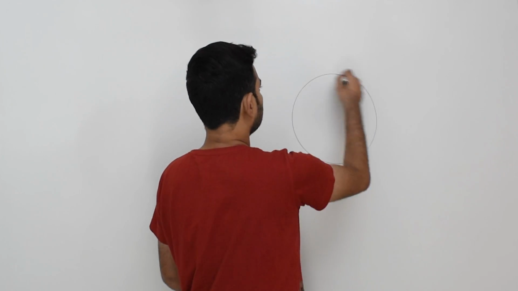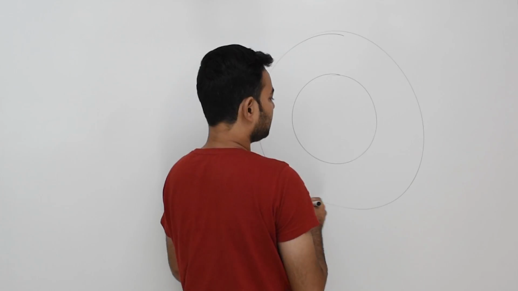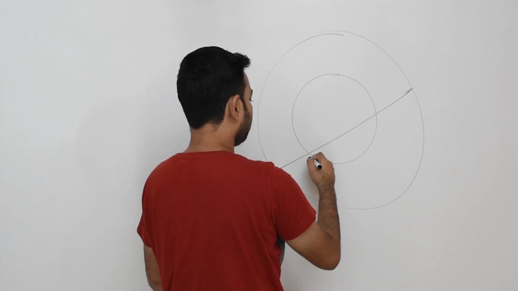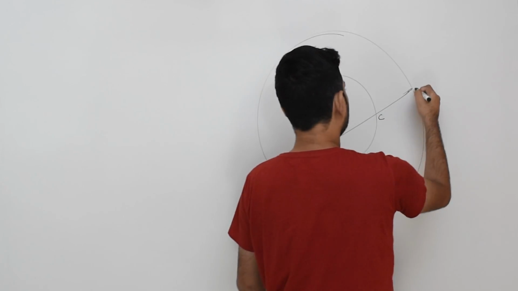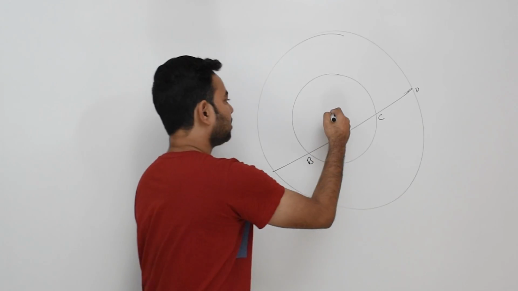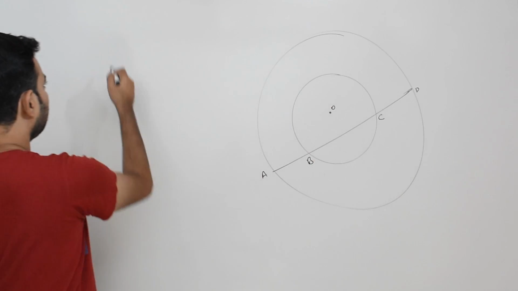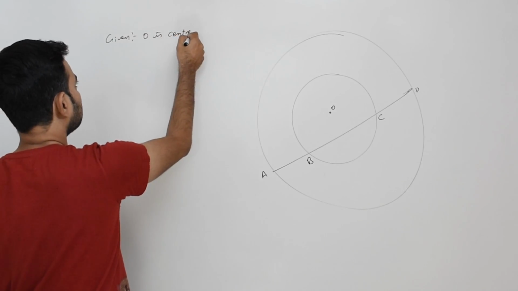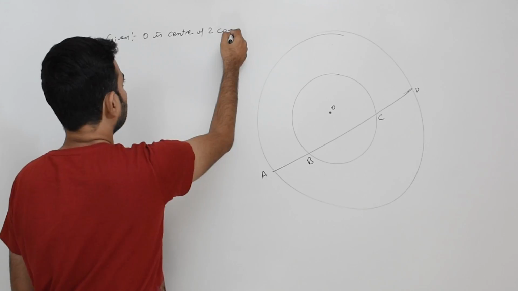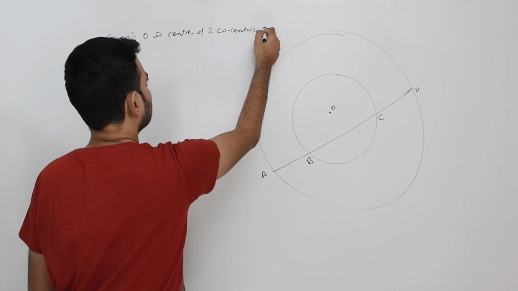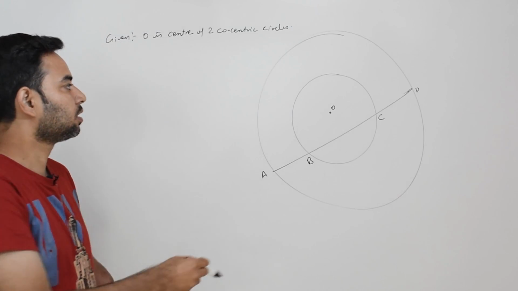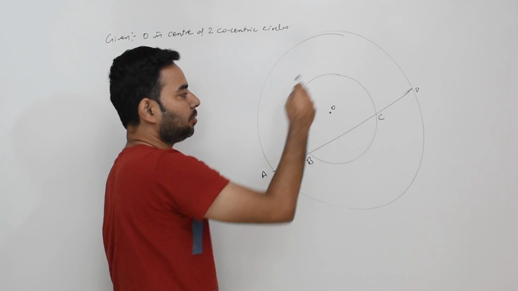Another question on this chapter: these are two concentric circles, meaning circles having the same center, and this is a chord of a circle intersecting the circles at A, B, C and D. O is the center of the circles. Given, O is the center of two concentric circles. What are concentric circles? Circles having the same center. So these are two concentric circles, दोनों का center same है.